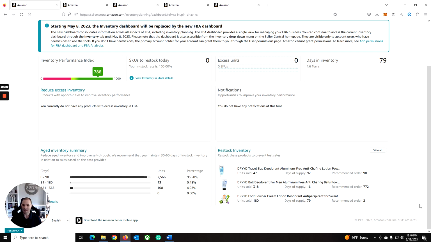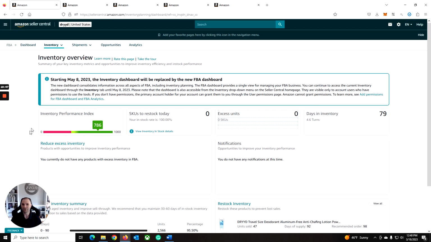A lot of people don't know how to do forecasting, and Amazon makes it really simple for you by essentially telling you what and when to ship in. I wouldn't listen to it 100% because it will tell you to be a little overzealous and send too much in, but it does give a good indication of what you've sold the last 30 days, what you expect to sell moving forward, and what have you.